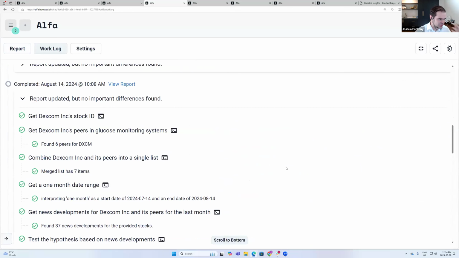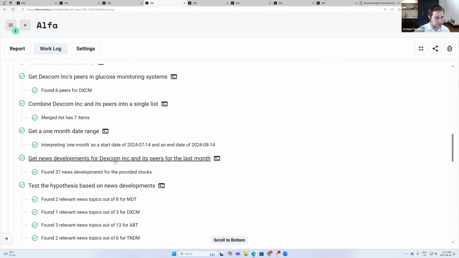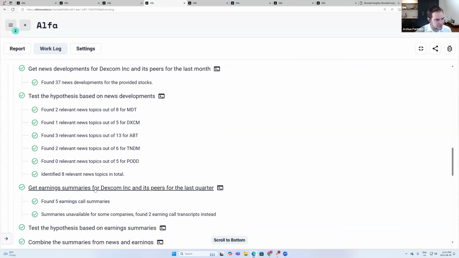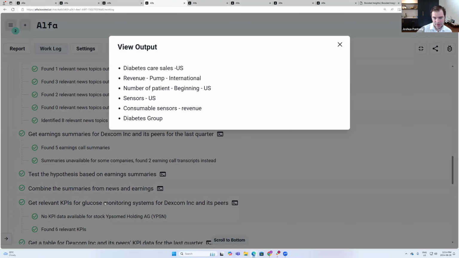So I said originally, I want you to evaluate glucose monitoring. It's going to create this continuous set of work where the first thing it does is grab the Dexcom stock ID. Then it's going to go out and find peers in the space. It's going to grab news over the past month. It's going to get earnings summaries for it versus its peers over the past month. It's going to get what it thinks are the relevant KPIs.